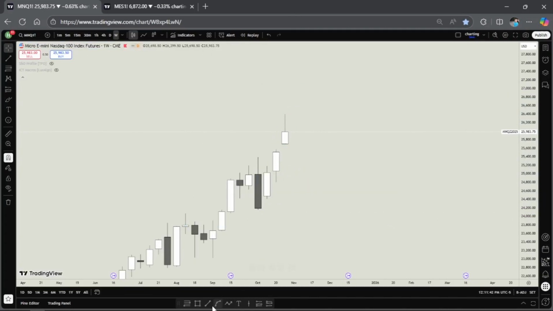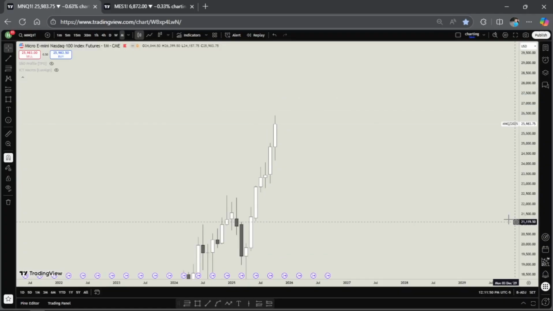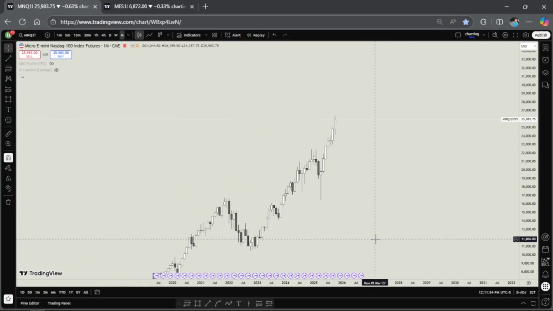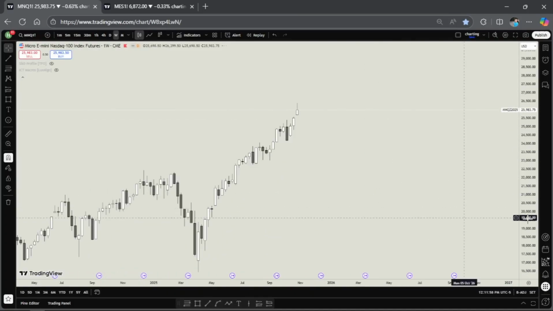Today, like normal, we will analyze the NQ and ES. So let's dive in. First of all, when I open the chart, when we look at the monthly, there's nothing actually. So I will start with weekly.